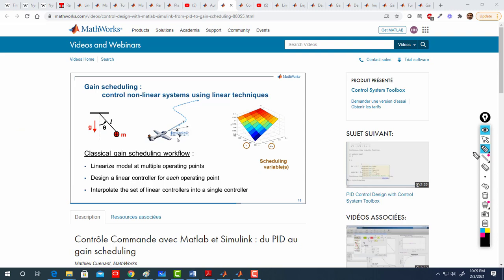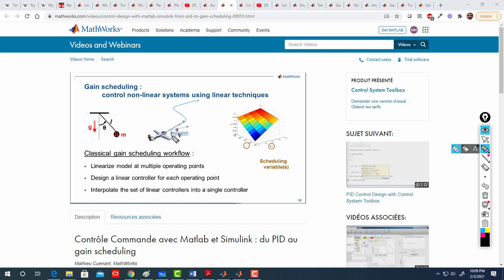So this is a typical academic example, but you can also find some industrial examples in aerospace engineering, for example. This is a non-linear system. The airplane is a non-linear system. So here you have at least two variables that are affecting the dynamics of the system.